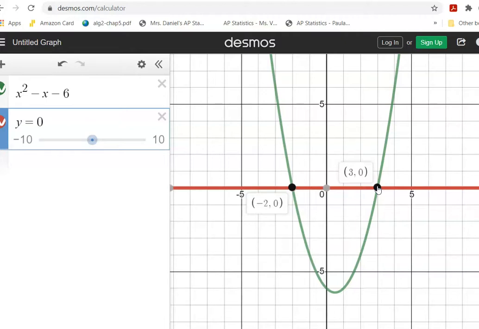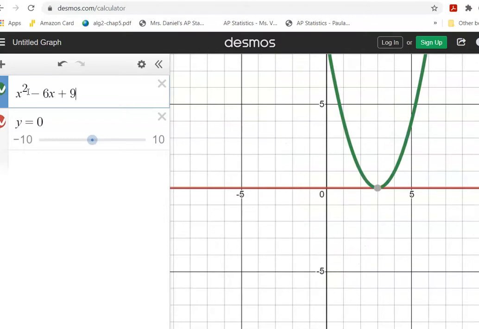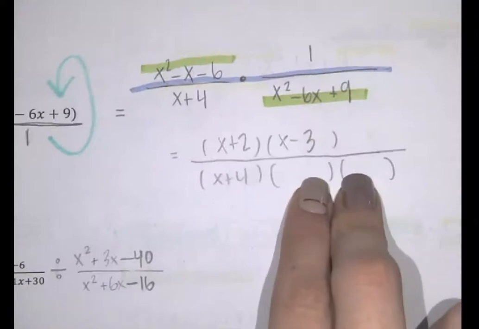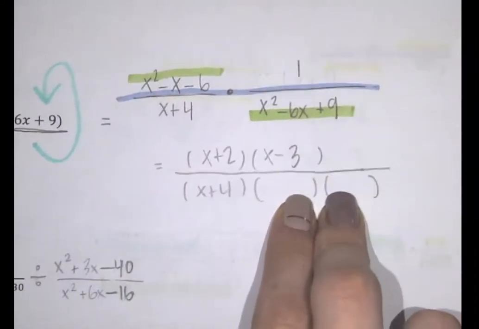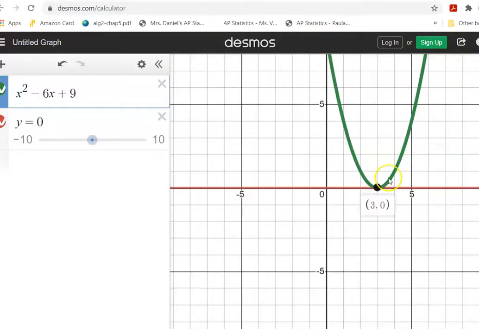And the next thing that I need to factor is x squared minus 6x plus 9. Oh, it's one of these weird ones. So back here on our paper, I have the parentheses for two binomials written here, but on Desmos, I'm only getting a +3. So do you guys remember what we do?